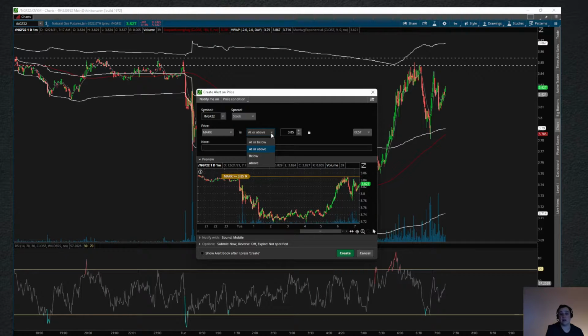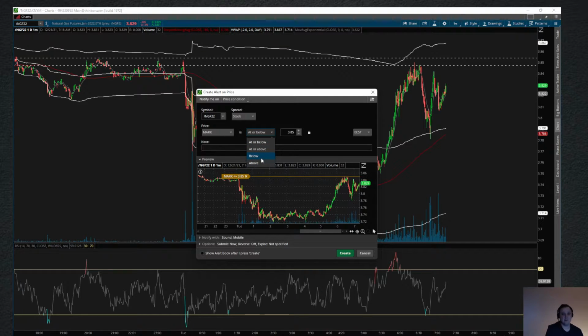We can also do it the opposite. We can do at or below. If we want to know when it gets down to like 3.74, for example, maybe we want to buy it on the dip, we could set at or below, and then we could get even stricter. We could put above or below. This is more like a greater than or less than or equal to, and these two are a little bit more specific.